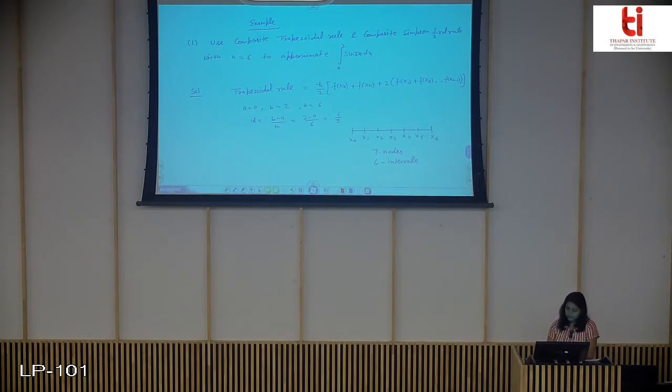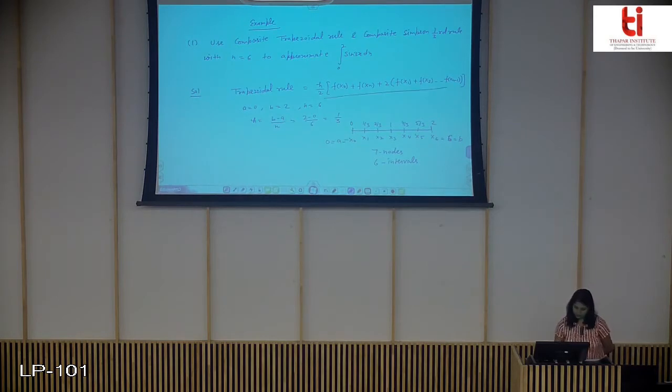Okay. So x0 is a, that is 0. x6 is b, that is 2. x1 is x0 plus h: 1 by 3, 2 by 3, 1, then 1 plus 1 by 3 is 4 by 3, 5 by 3 and 6 by 3, that is 2. Okay. So h equal to 1 by 3.